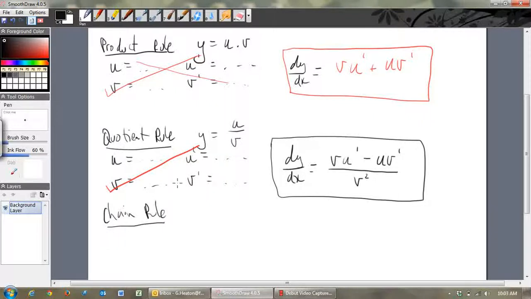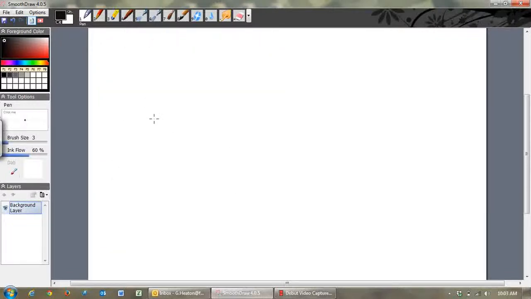Chain rule, I might do a separate video on because it's just so important. So I'll just do a couple of quick examples of product rule and quotient rule, and then I'll go on to the chain rule in a separate video because I'll probably spend a bit of time on that. So, an example of, well, I won't say what it is, okay?